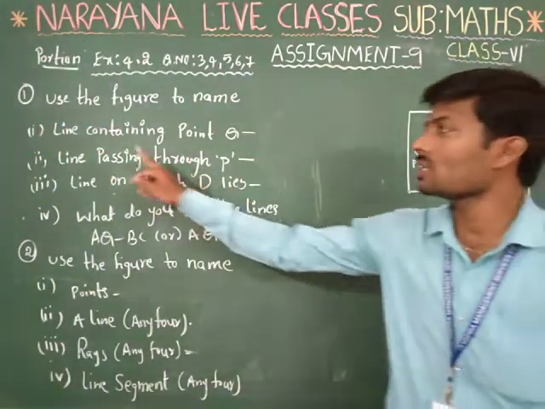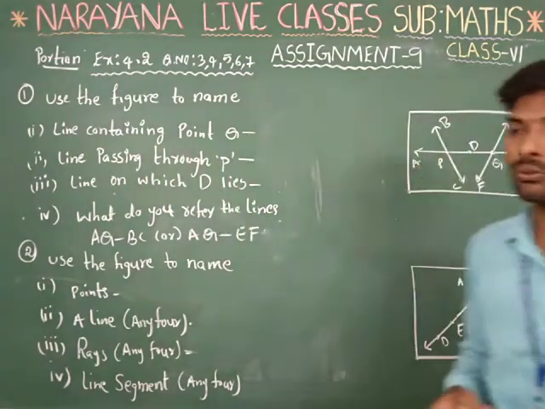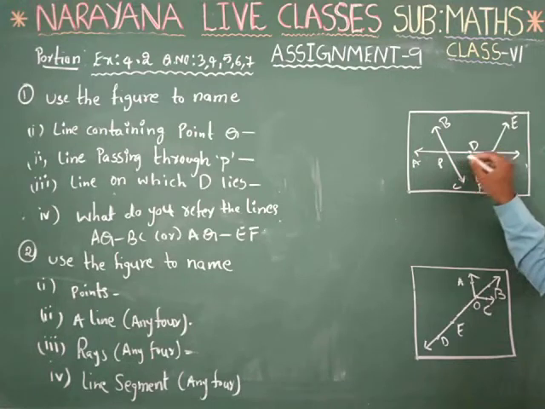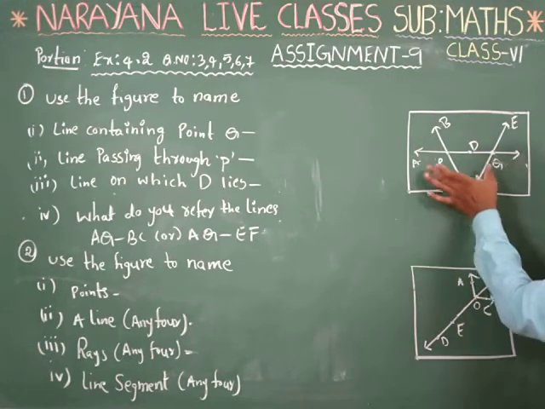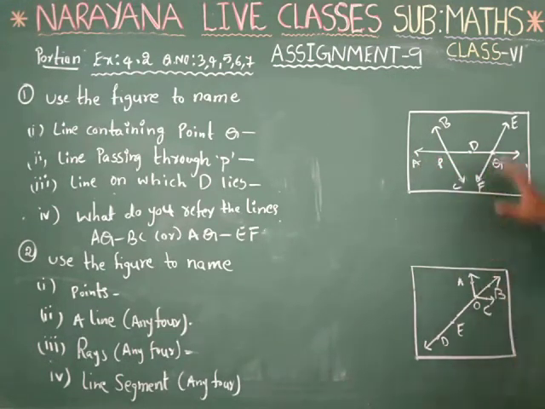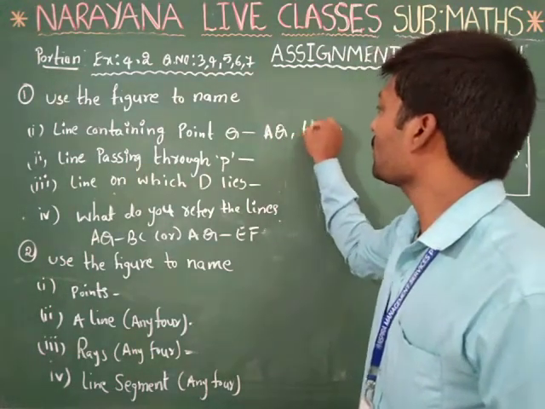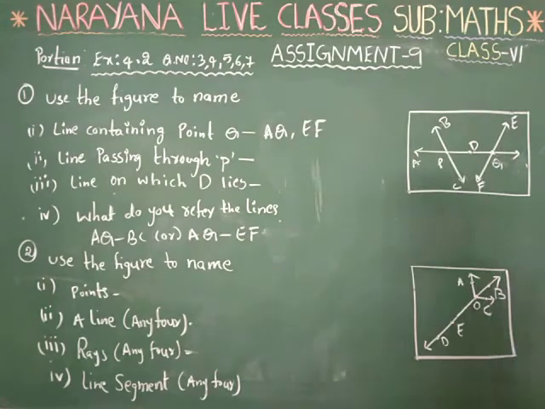The first question is line containing point Q. How many lines can pass through this point Q? That is, one line is AQ and one more line is EF. Yes, AQ and EF. These two are the lines that can pass through point Q.